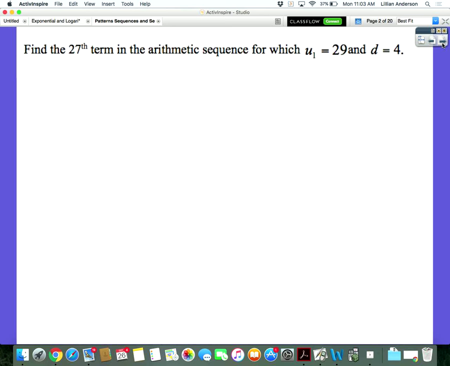Hold up. Okay. Very good. It looks like everyone recognized it said arithmetic. You recognized that you needed the general formula of U sub n equals U1 plus n minus 1 times D. It doesn't tell you what everything means, but let's review it real quick.